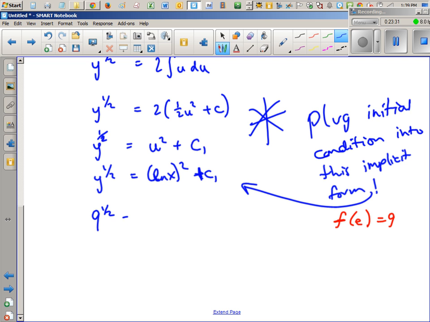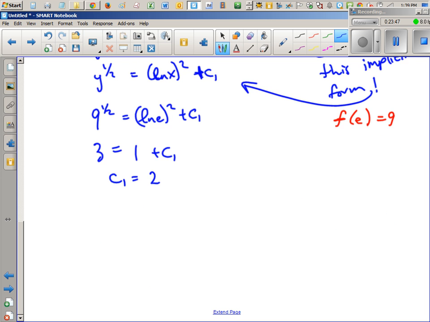So it's 9 to the half equals ln E squared plus C1. This is just 3 equals 1 squared plus C1. So what is C1? 2, that's correct. Okay, now we can go back and rewrite our general solution. It is now a particular solution. And now you can square both sides.